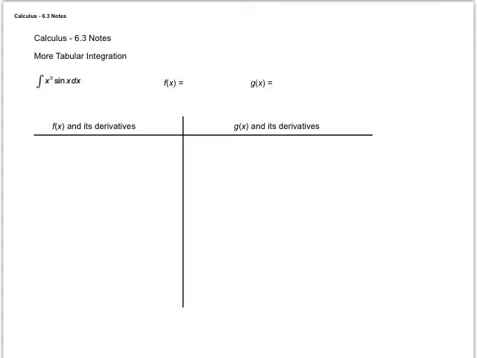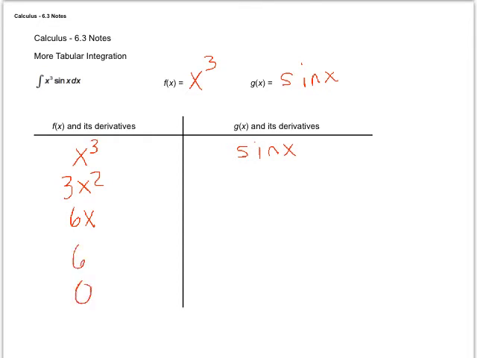Another example of tabular integration, and again, you want to pick f of x to be something that takes a derivative really nicely and gets down to 0. So we're going to go with x cubed. That would leave sine x as our g of x. So f of x here is x cubed, g of x is sine x. Pay attention on sine x, because when you integrate it, you're going to have some negative signs that run around. So go ahead and take the derivative of x cubed, and then integrate sine x.